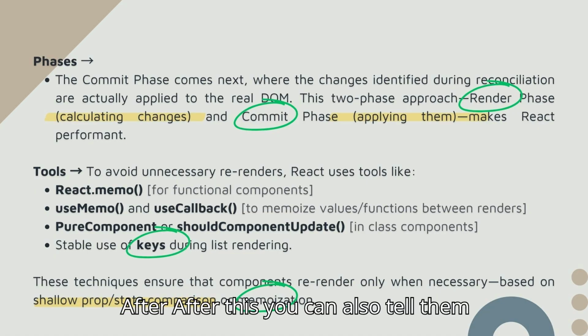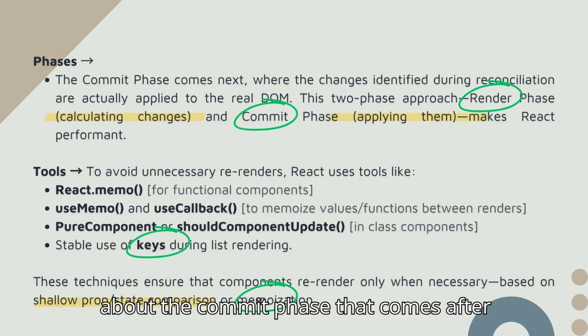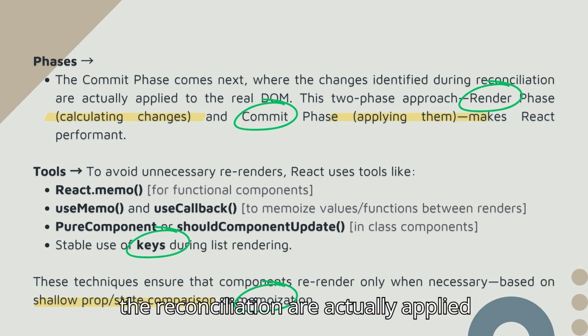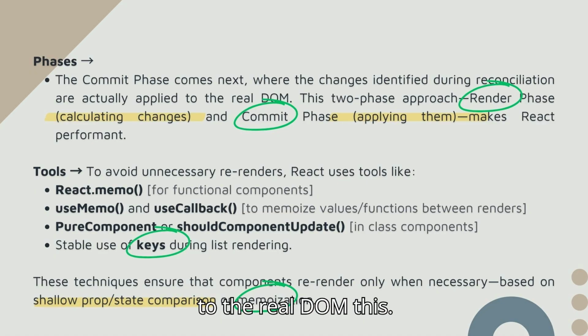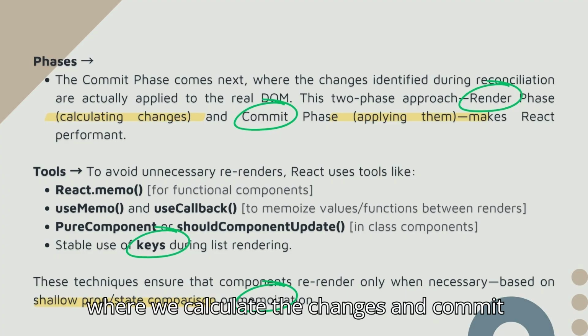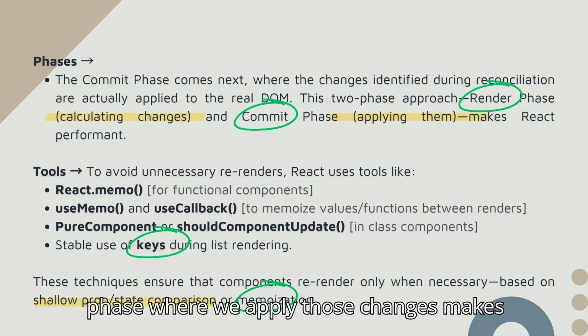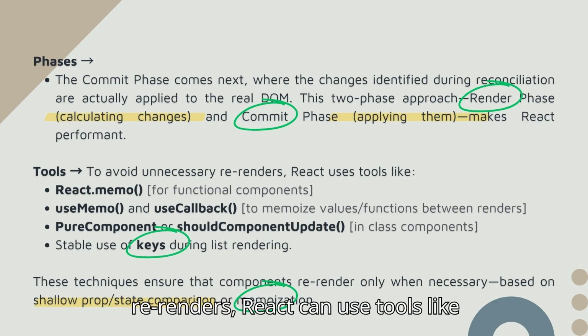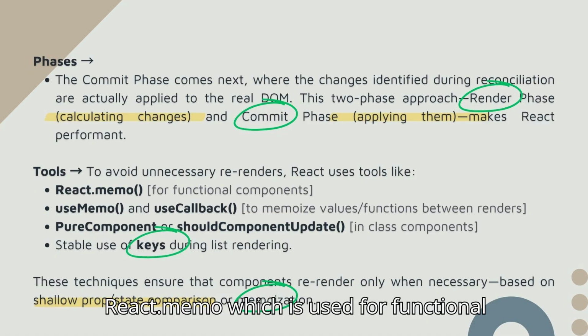After this, you can also tell them about the commit phase that comes after this, when the changes identified during the reconciliation are actually applied to the real DOM. This two-phase approach, the render phase where we calculate the changes and the commit phase where we apply those changes, makes React performant.